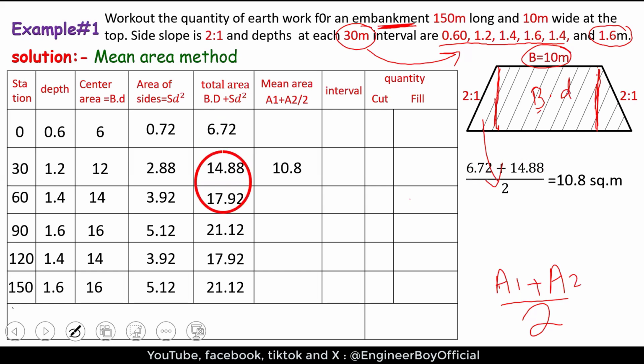Now, 14.88 plus 17.92 divided by 2, that should be actually 16.4, and so on.